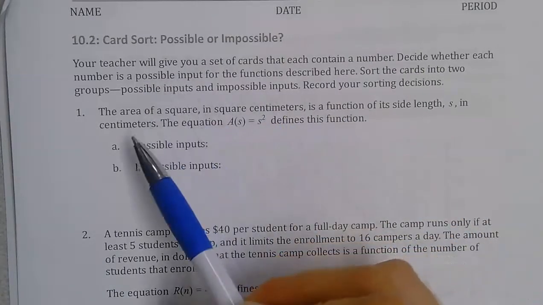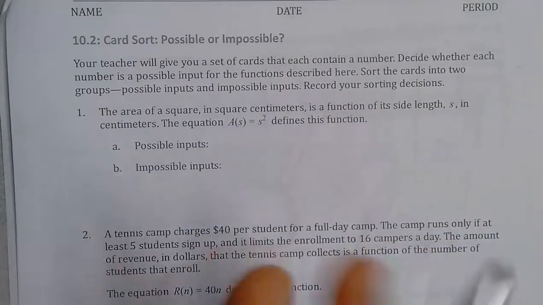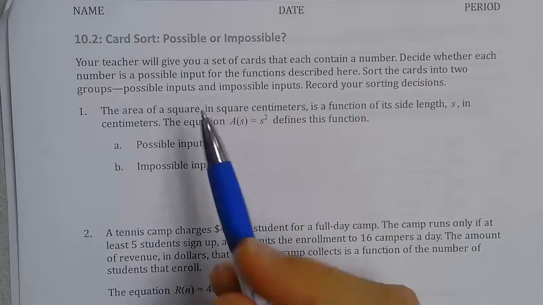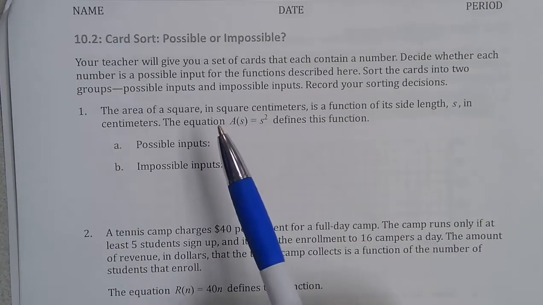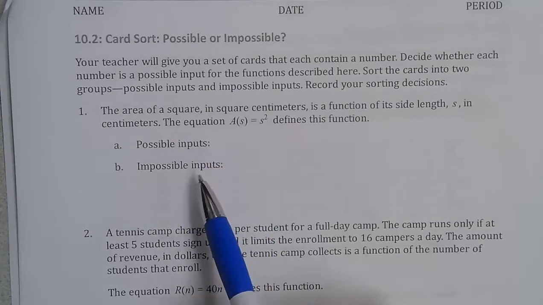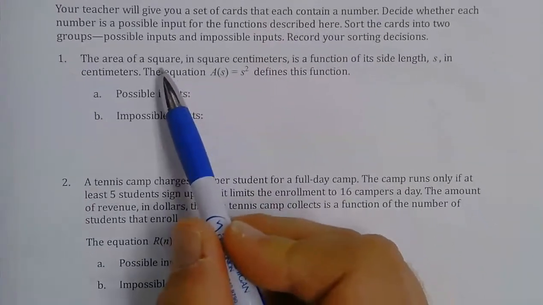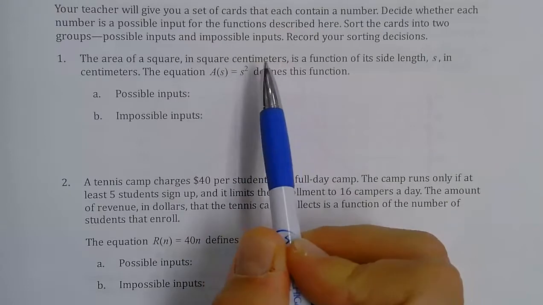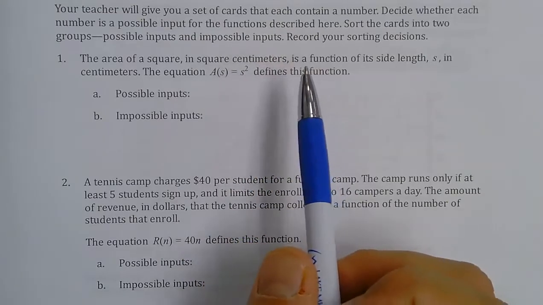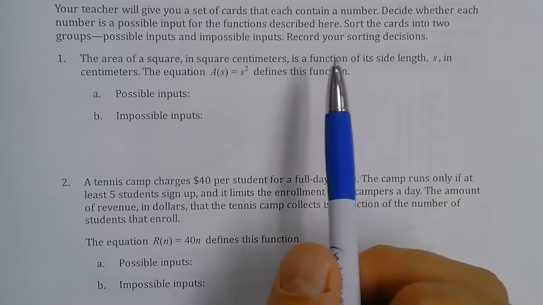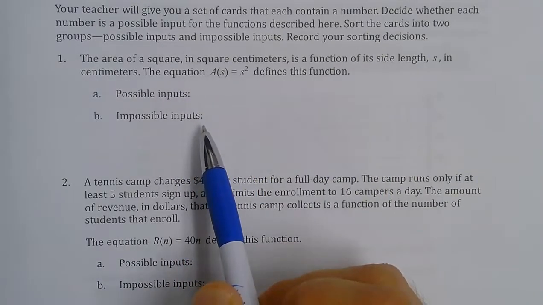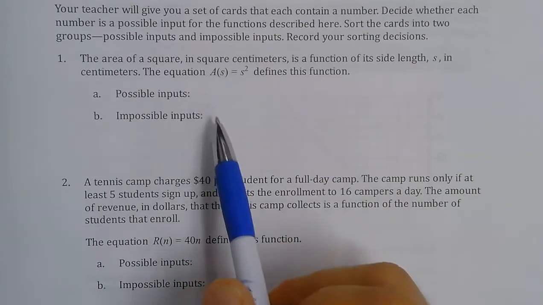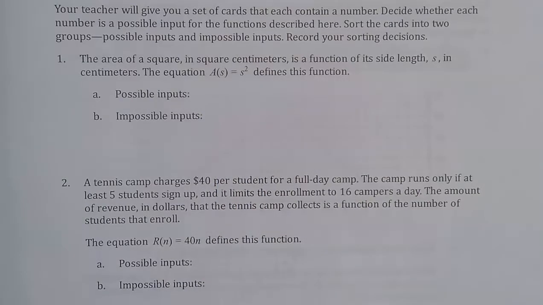So here, we're going to talk about a card sort, and we're just going to decide could each possible number be a possible input or an output. So we're going to look at the area of a square in centimeters, and its side length is the input. So the side length is the input, and then we're going to look at impossible inputs based on this.